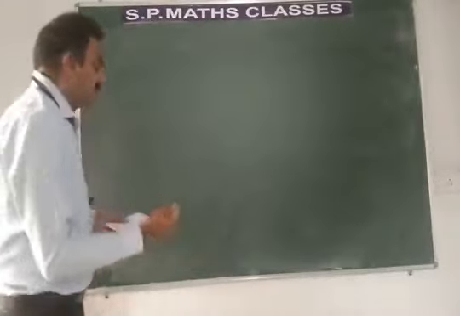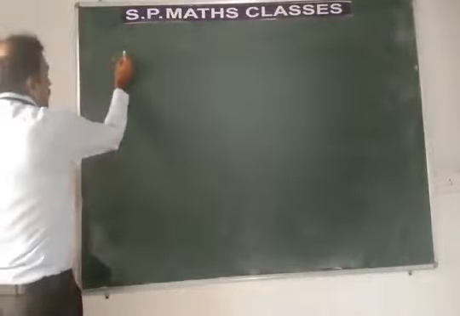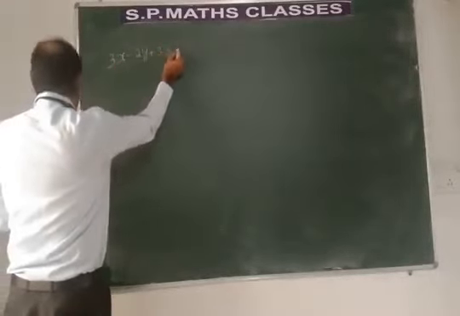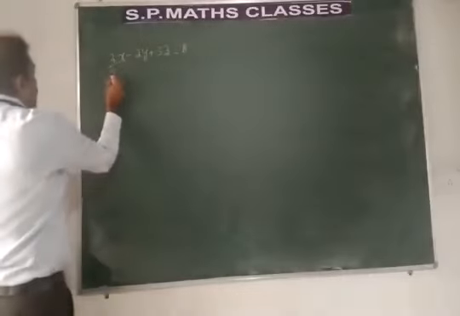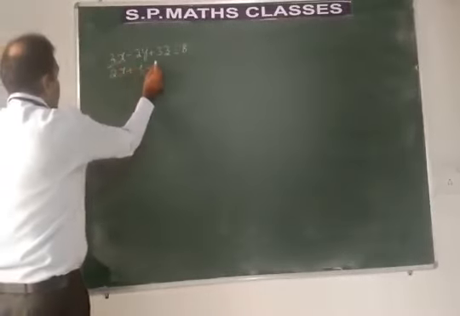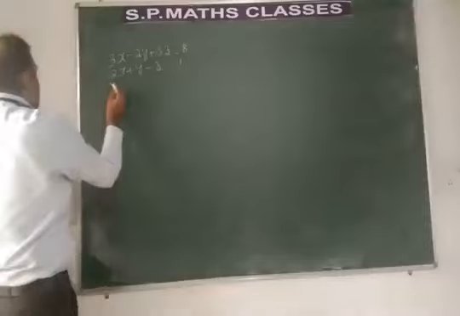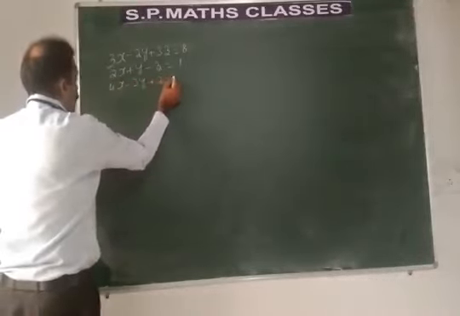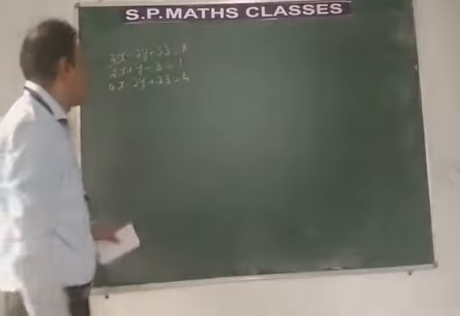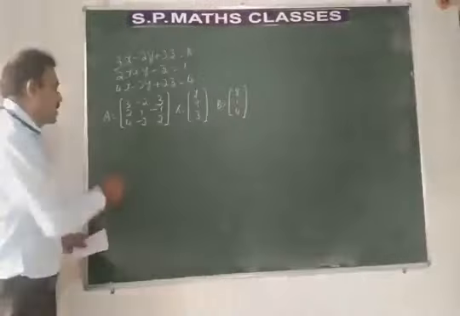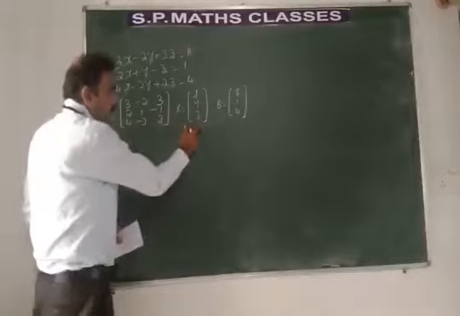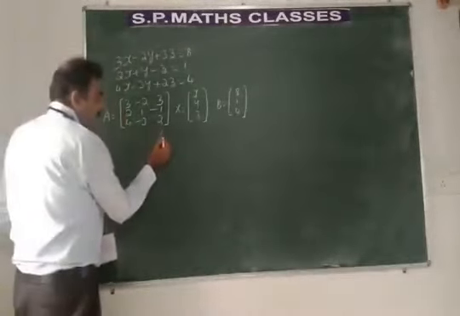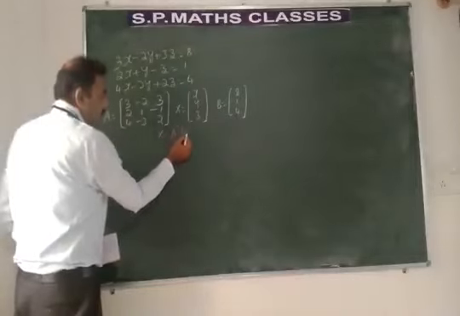Now, I take up the next one. 3x minus 2y plus 3z is equal to 8. 2x plus y minus z is equal to 1. 4x minus 3y plus 2z is equal to 4. This is the system of equations. You need to find the matrix of coefficients, the matrix of variables and the matrix of constants. So what is the solution given by? X is equal to A inverse into B.